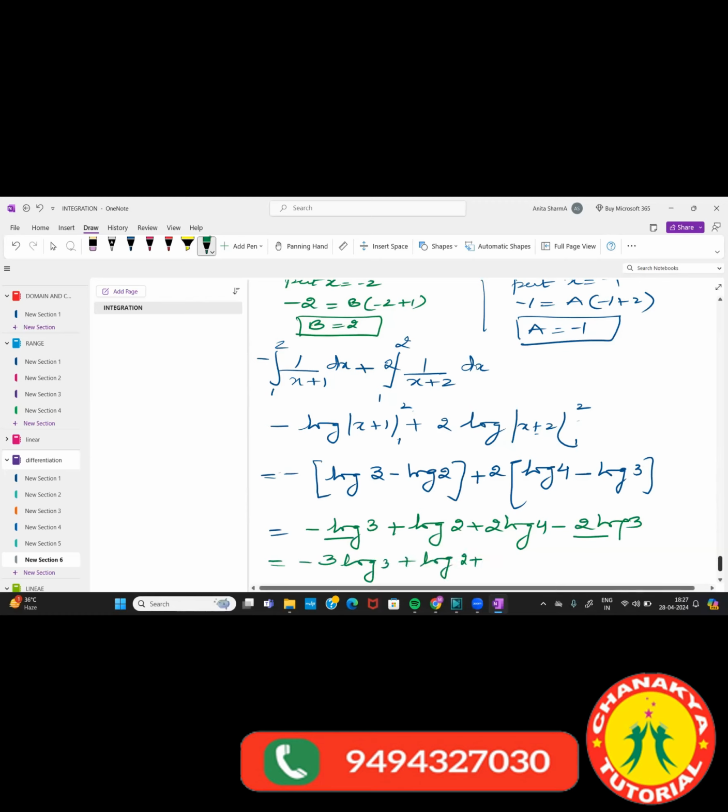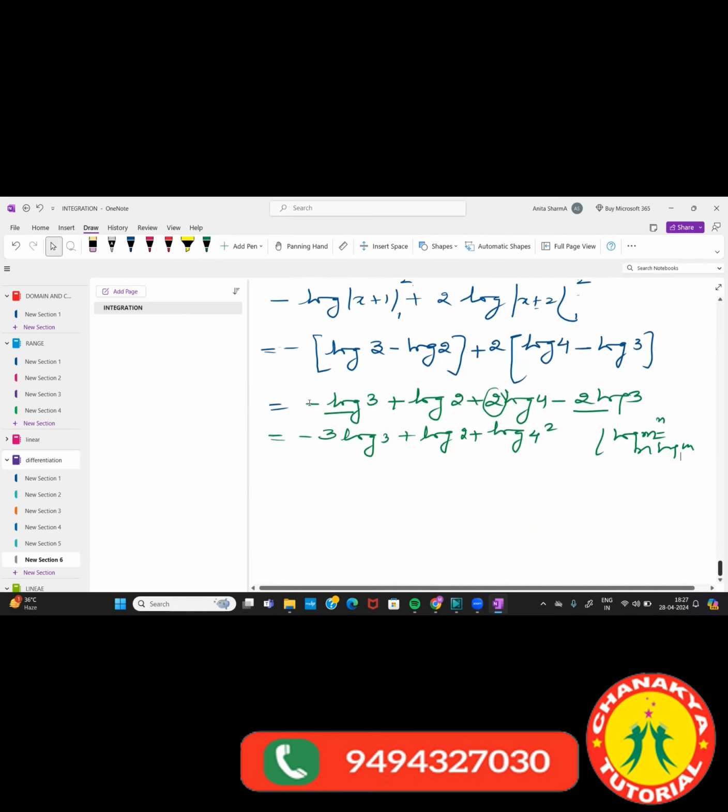I can write like this. Now this 2 will go in the power of 4, because log m raised to the power n, you can write n log m. Got it the same? Now you can write minus log 3 raised to the power 3 plus log 2 plus log 4 raised to the power 2.